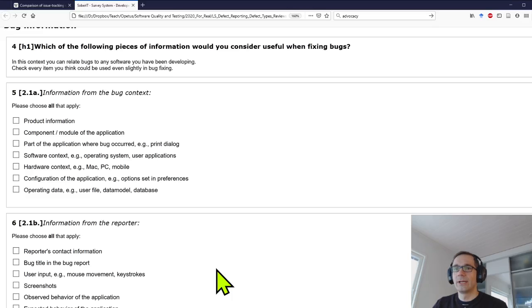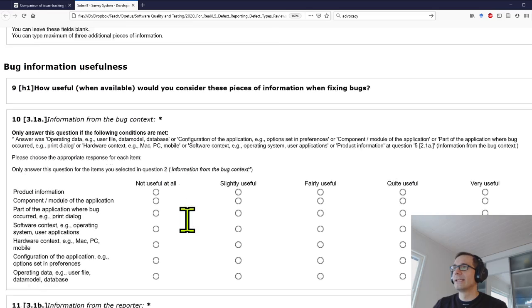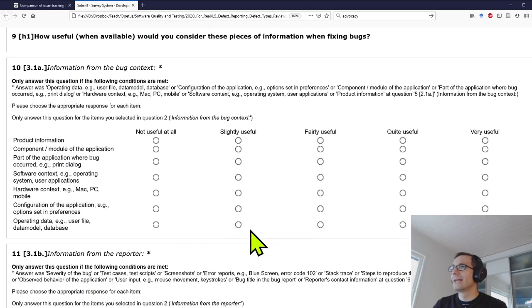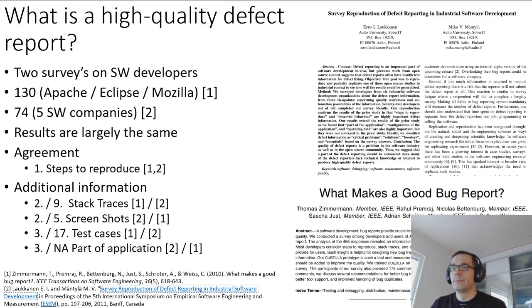So the way this was carried out is that the survey form was sent to software developers asking which of the information was considered useful when fixing bugs. And the software developers could select from the list of information, and then in the next phase they would rank the usefulness of these different pieces of information based on their own work. So this was the approach taken in both studies.